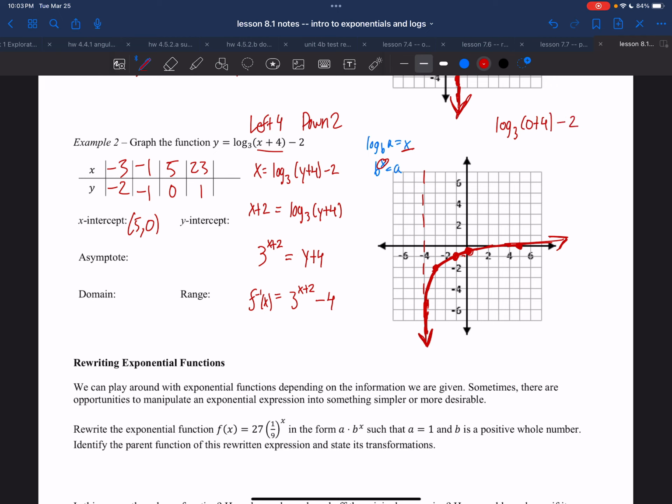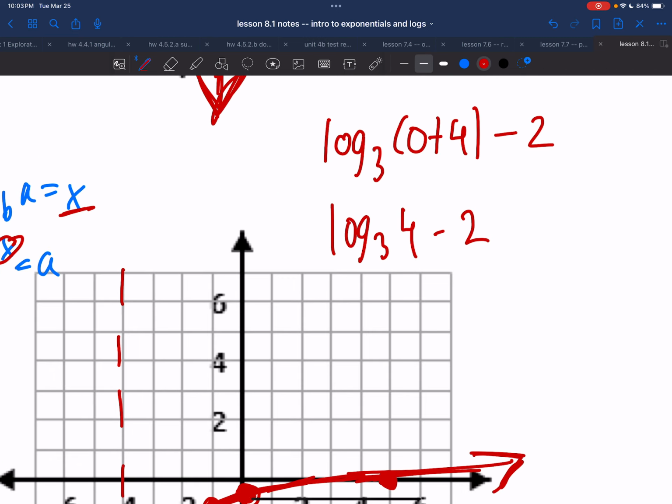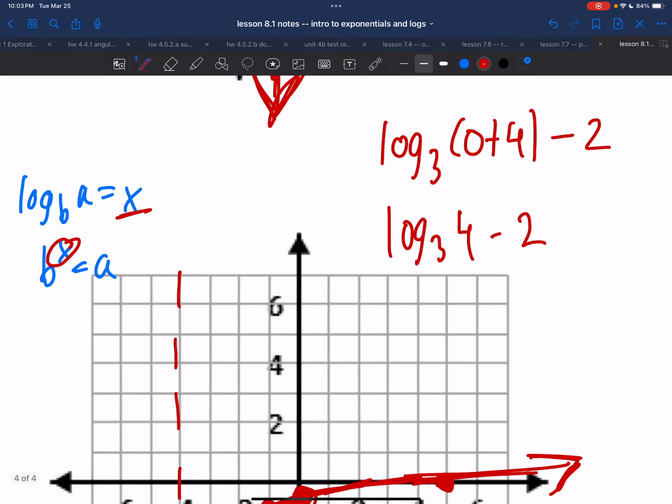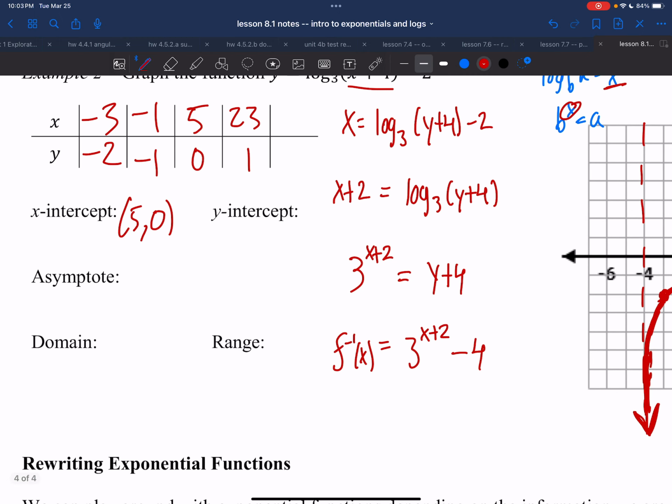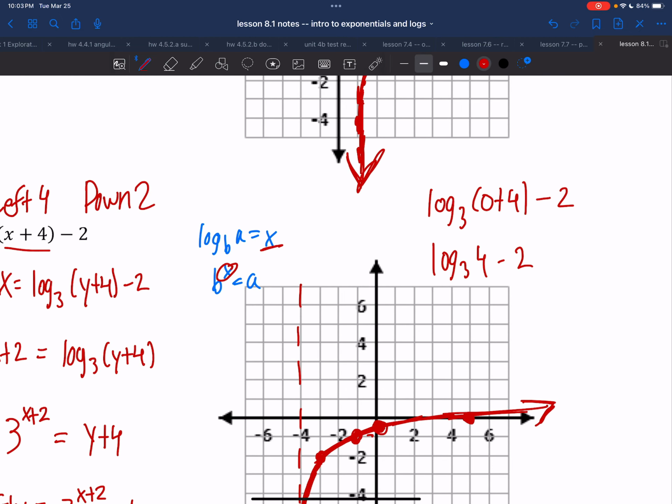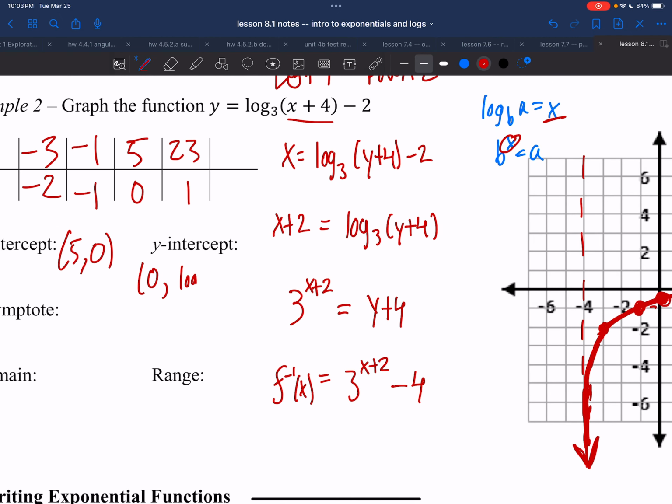Well, 0 plus 4 is 4, so that's log base 3 of 4 minus 2. Thing is, 4 is not a power of 3, right? Because powers of 3 are 3, 9, 27. So we don't know what log base 3 of 4 is without a calculator. But if you want to be technically correct, it's (0, log base 3 of 4 minus 2).